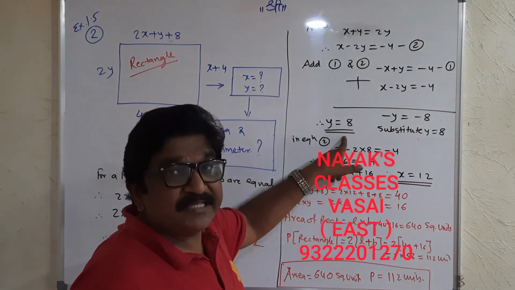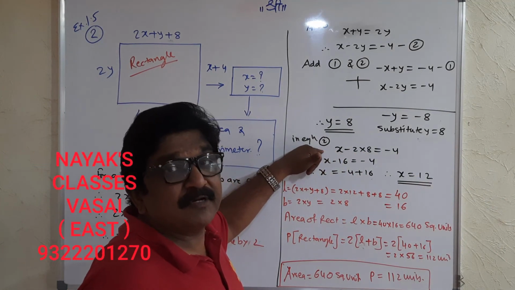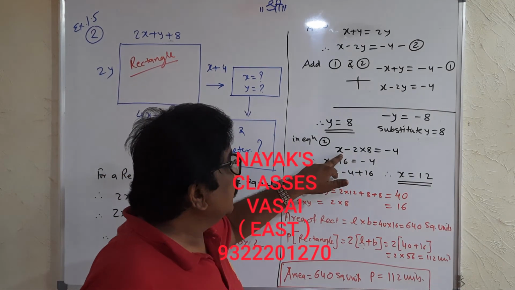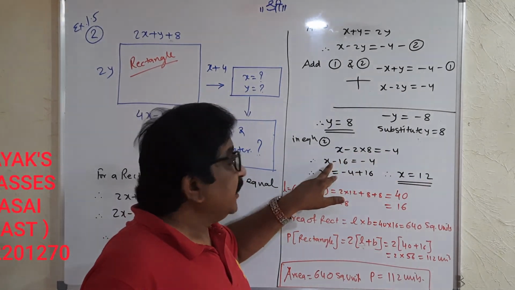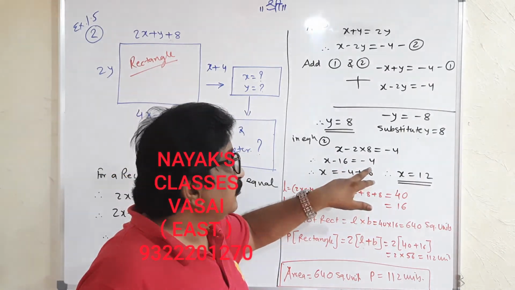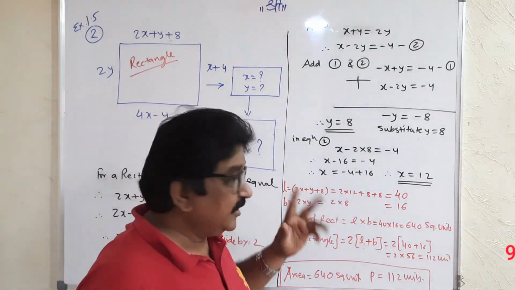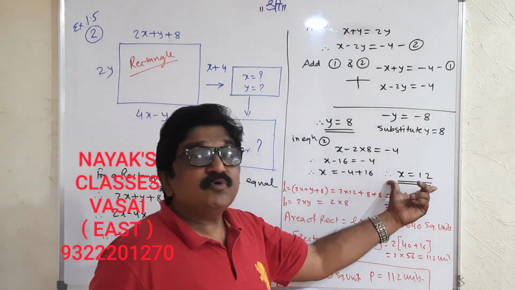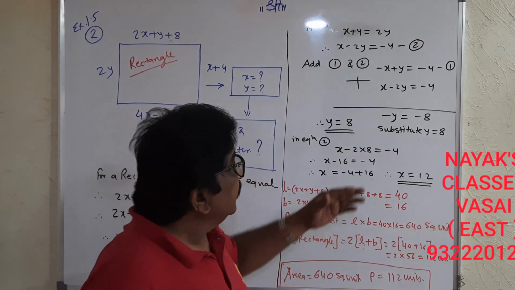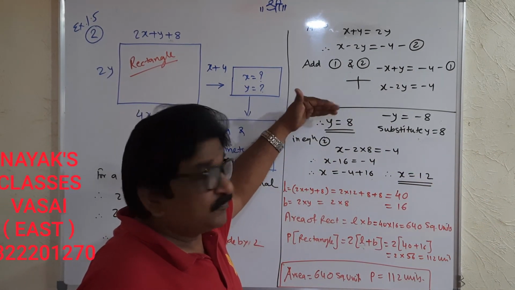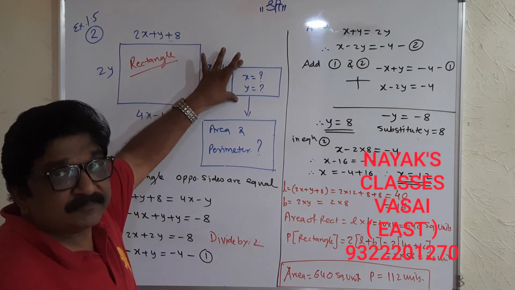Put that value of y is equal to 8 in any equation. I have put in equation number 2. So we got x minus 2 into 8 is equal to minus 4. x minus 16 is equal to minus 4. And x is equal to minus 4 plus 16. x is equal to 12. So, value of y is 8, value of x is 12. We have solved this part.